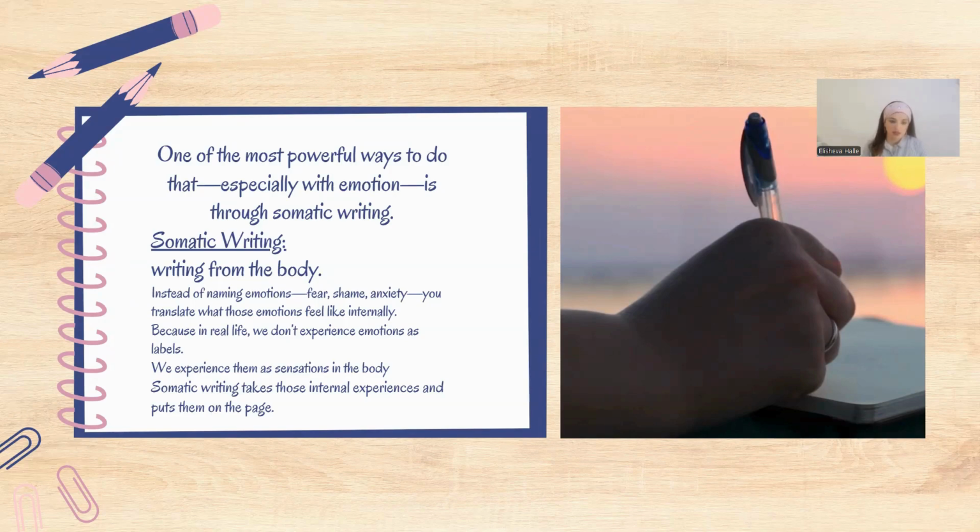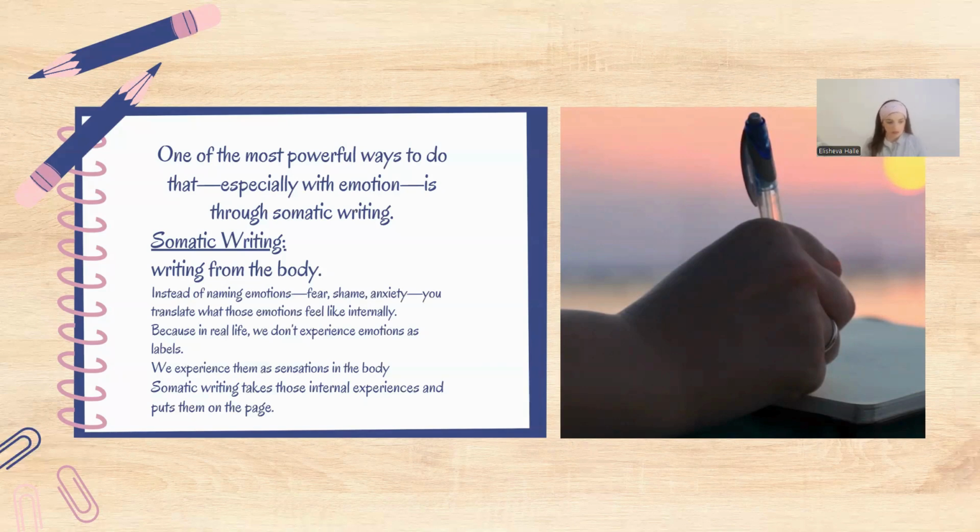It's like instead of just naming an emotion like fear, shame, anxiety, you translate what those emotions feel like internally. You kind of drop into your body. And I think honestly, we actually experience our emotions first in the body before we label them. Labeling an emotion is more like an intentional thing, or if we're trying to tell someone else how we're feeling, but we experience emotions in our body, and it's not only inside our body, it's also how it manifests on the outside.